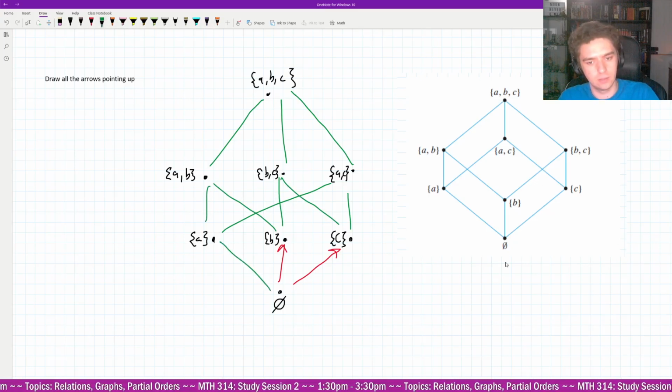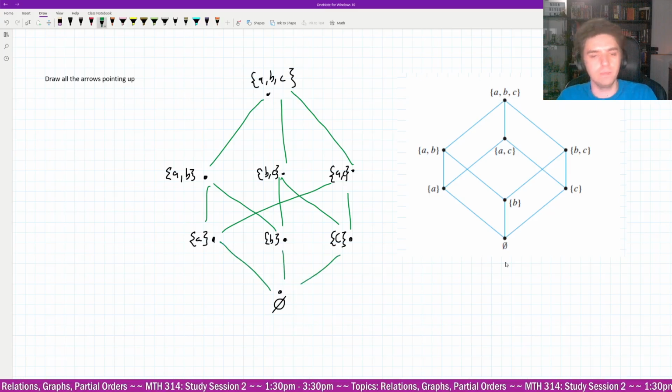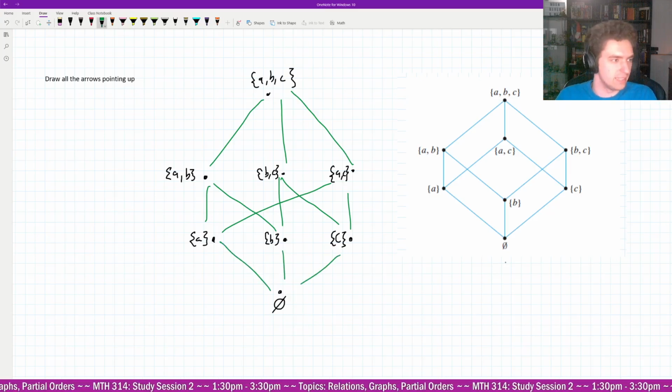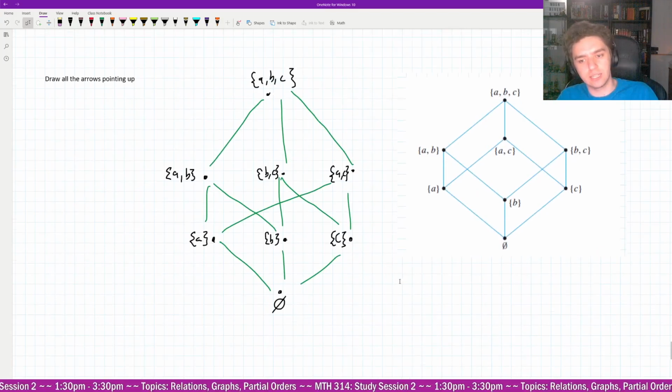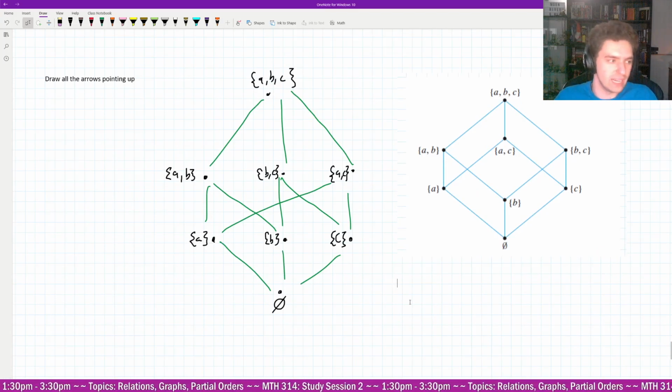There we go. And there's our Hasse diagram. Yes, that is fine. Mine's a little twisted compared to theirs, but it's fine. Same thing. So we can now ask certain things, like, is there a greatest element?